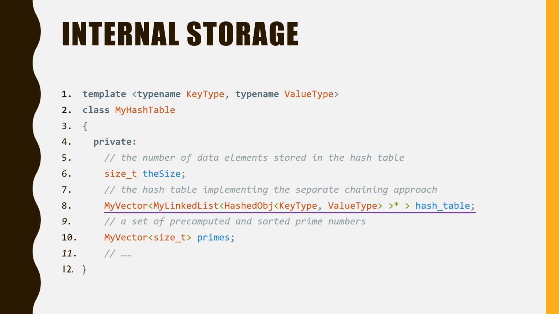The myHashTable class contains three private data members. The first one, the size, is used to keep track of the number of records that are stored. The second one, declared in line 8, is the two-dimensional table we have discussed before. The first dimension of the table is a set of linked list pointers, and the second dimension consists of sets of hashed objects. The third data member contains a set of preloaded or precalculated prime numbers, which are used to facilitate the table doubling and table halving.